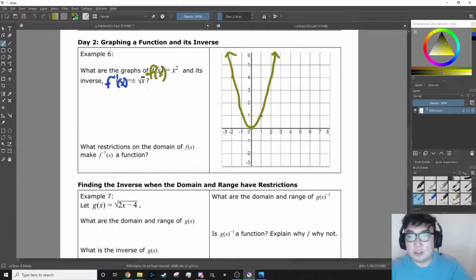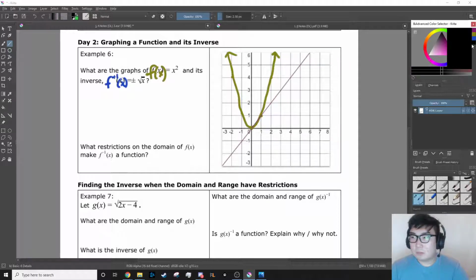And the inverse, if we review the principles that we learned before, we know that this graph is going to reflect off this line right here, the y equals x line, through the origin. So let's say, for example, you said, oh, I don't know how to graph this, I don't even know what the inverse is. Sure, you can just use the principles that we talked about on the first day and just reflect this off the y equals x line.